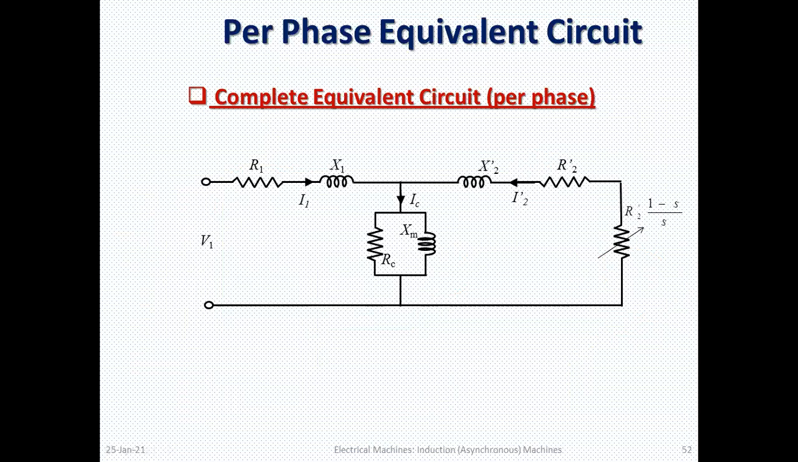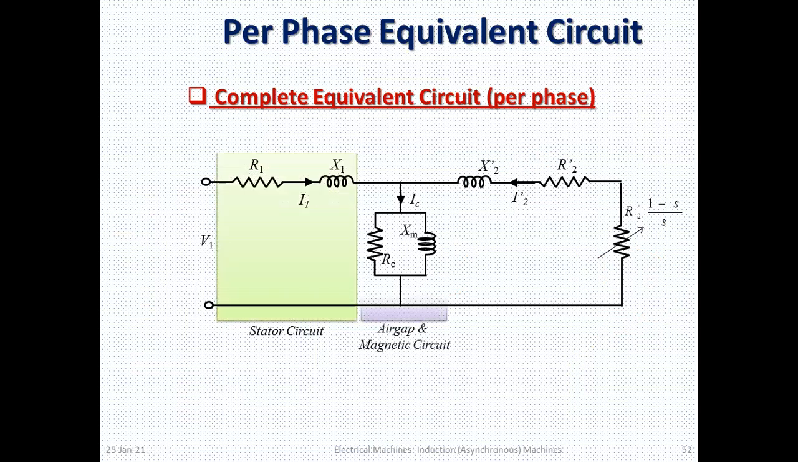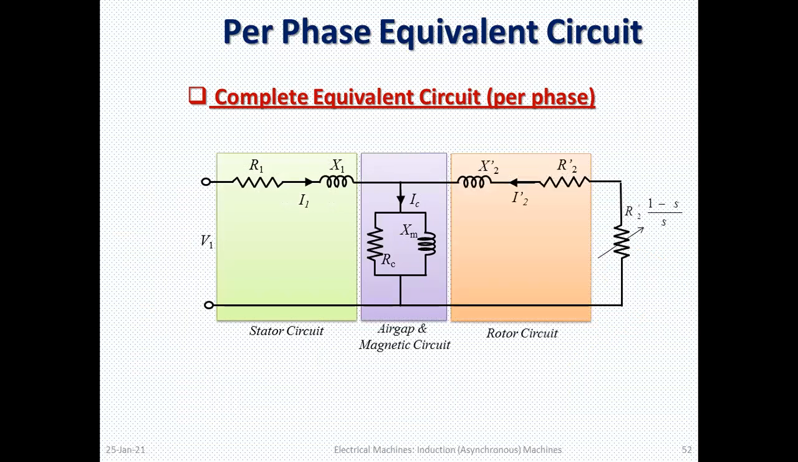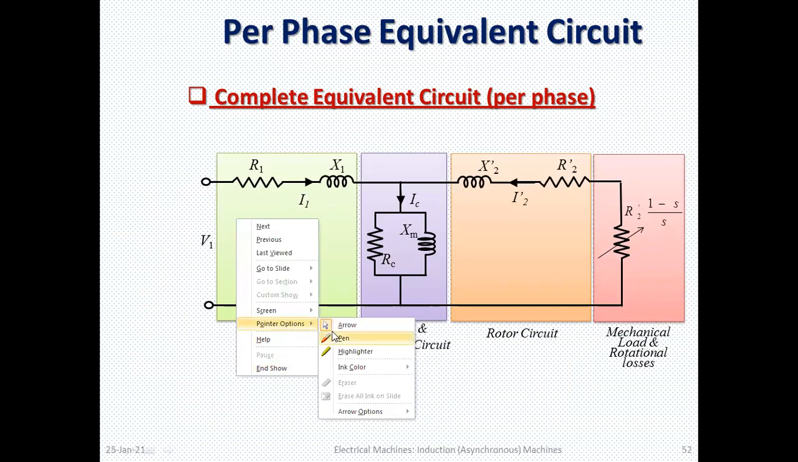For the complete equivalent circuit per phase, we can write this relation. The same relation is now drawn here. So the rotor side and the stator side are depicted here. Stator, this is the air gap magnetic circuit, this is the rotor, and this is mechanical loading. This is the very important part of an equivalent circuit of an induction motor.